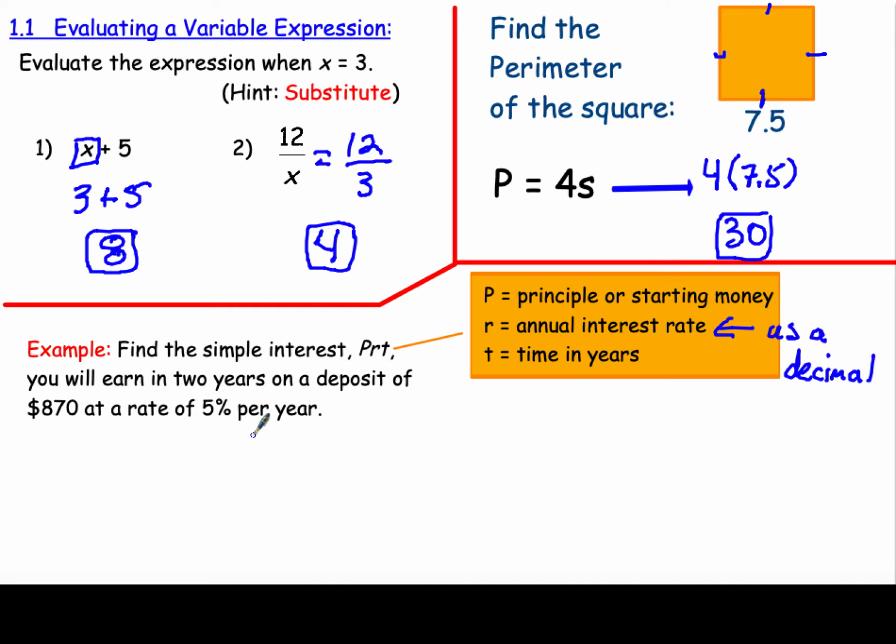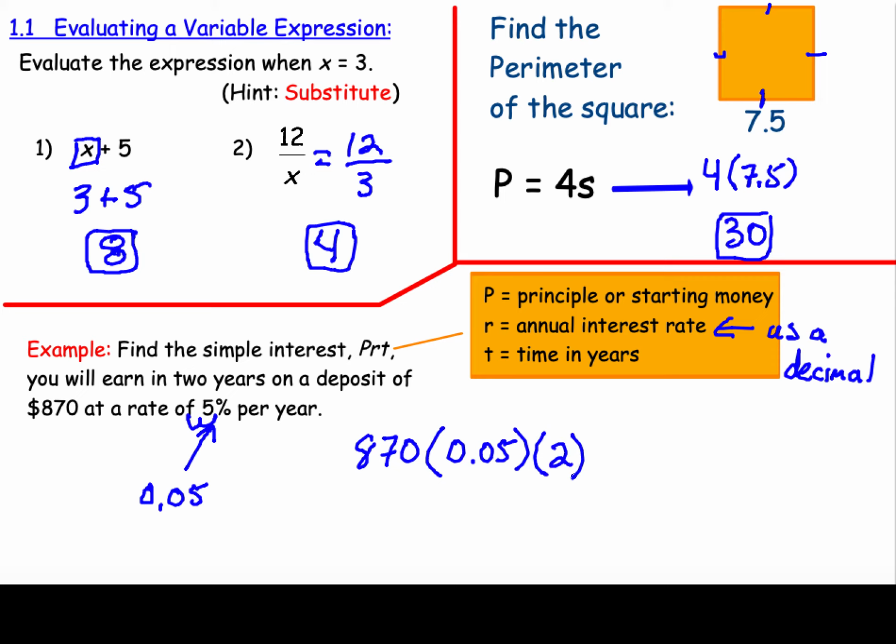So all we have to do is take out our formula. So if P is the principal, that's our $870. We're going to multiply that. So I'm going to use parentheses to represent multiplication. Now that 5%, as we said, needs to be written as a decimal. So we're going to move the decimal 2 places, and basically that's 0.05 written in decimal form. So we're going to multiply by 0.05 over here. Then we also need to multiply by the number of years, or the amount of time, which according to our problem over here is 2 years.